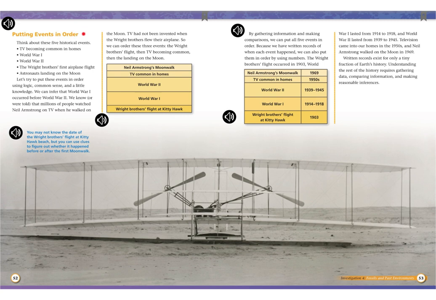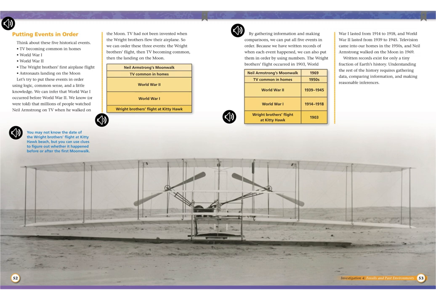Putting events in order. Think about these 5 historical events: TV becoming common in homes, World War I, World War II, the Wright brothers' first airplane flight, and astronauts landing on the moon. Let's try to put these events in order using logic, common sense, and a little knowledge.